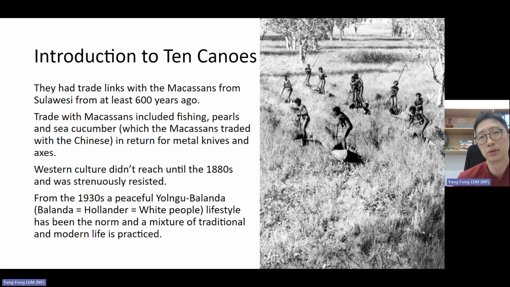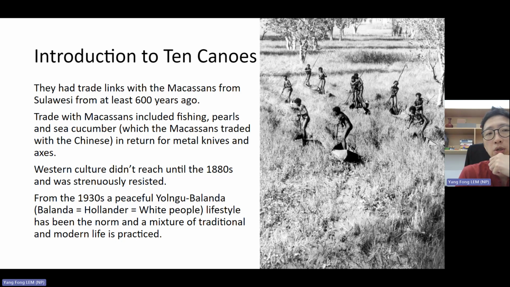So the concept of money is not that important, or maybe it's just absent, right? Western culture didn't reach them until the 1880s, and when it reached them, it was strenuously resisted. From the 1930s onwards, a peaceful Yolngu Balanda lifestyle has been the norm, and a mixture of traditional and modern life is practiced. So there were at least 50 years of unrest before things settled down.